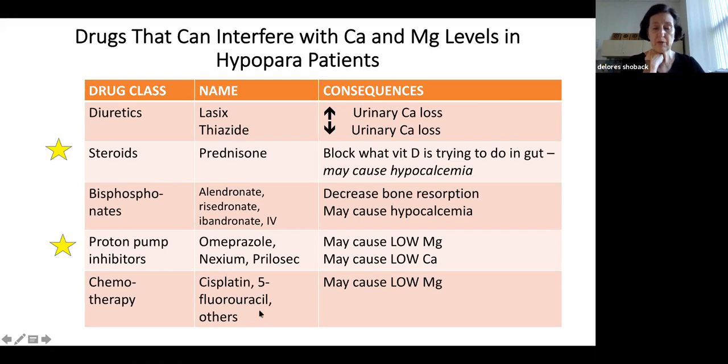And then chemotherapy. If you're about to get chemotherapy, say, hey, wait a minute, I have hypopara, I'm taking calcium and magnesium and so forth. And the doctor needs to monitor your hypopara more carefully if you're getting chemotherapy.